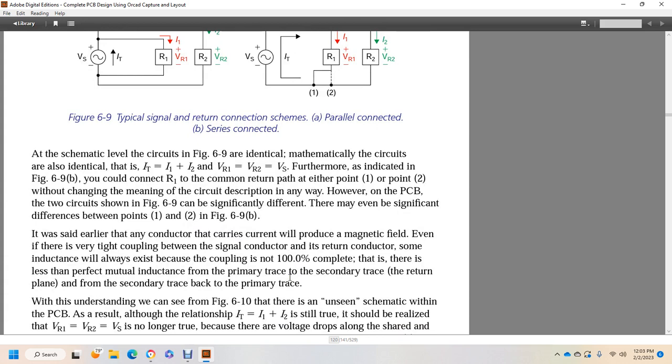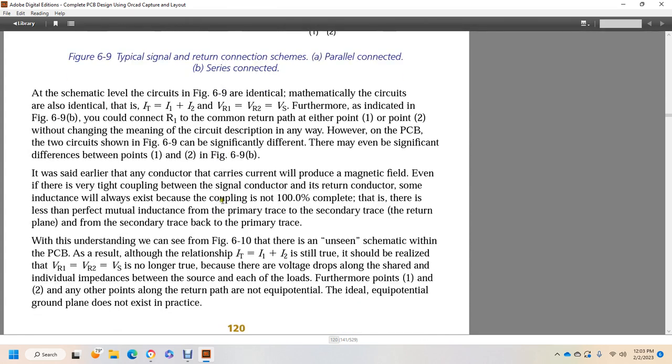At the schematic level, the circuits in figure 6-9 are identical. Mathematically, the circuits are identified by IT equals I1 plus I2, and voltage across resistor 1 equals voltage across resistor 2 equals VS. Furthermore, this indicates that you can connect resistor 1's common return path at either point 1 or point 2 without changing the meaning of the circuit description in any way. However, the PCB layouts of the two circuits in figure 6-9 are significantly different, and the significant difference between 1 and 2 is found in figure 6-9B.